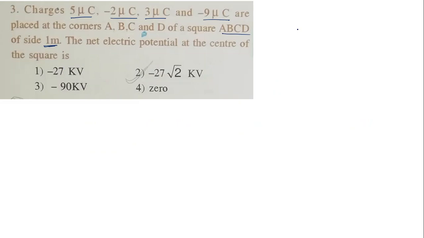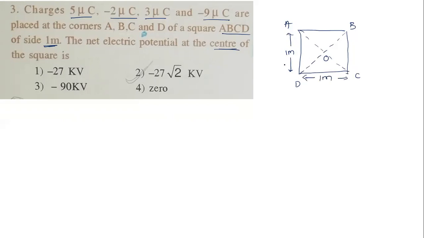Let us draw a simple diagram. There is a square. Let us name the square A, B, C, D. The side is given as 1 meter. If I draw the diagonals, this is the center. Now I need to find the net potential at the center, right? So I should know the distance from one of the corners to the center, which is the same for any other corner. Now this is also how much? 1 meter.